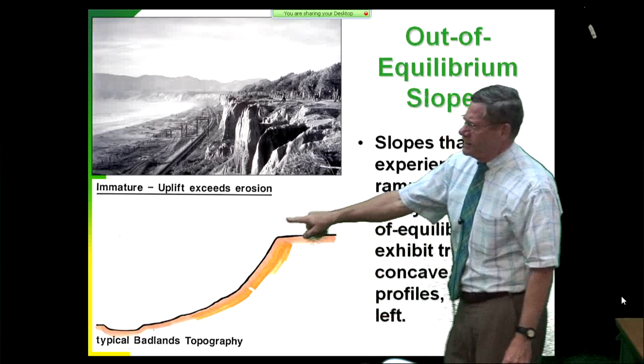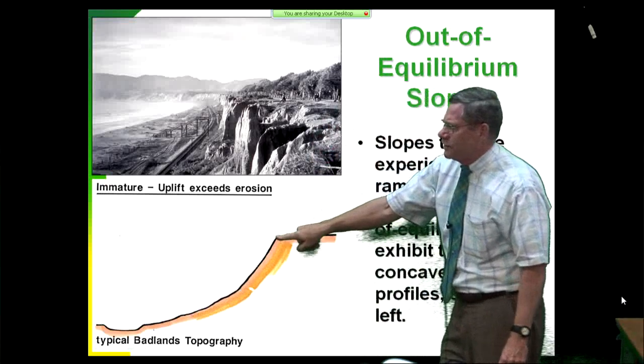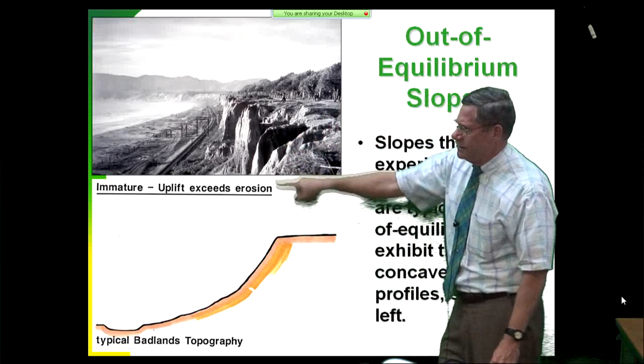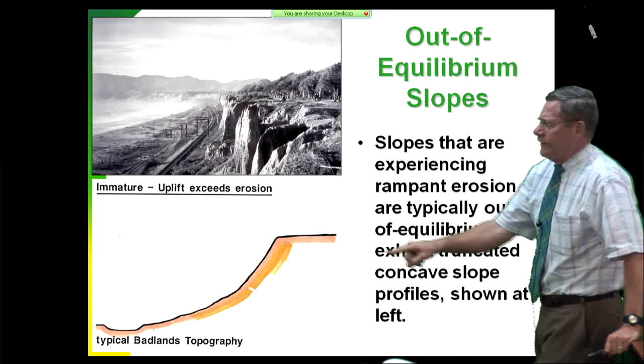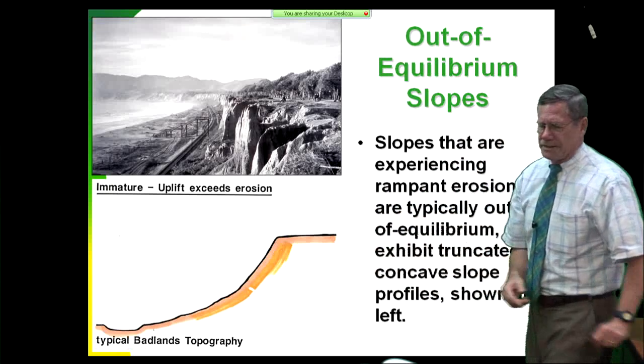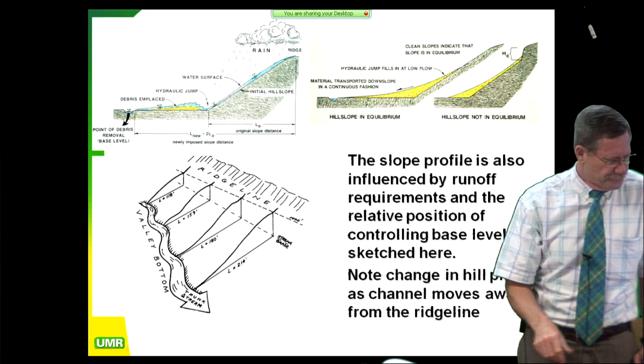So when you have a badland type topography with a very steep cliff, it comes up and it's vertical near the top, like this, that is a slope that's out of equilibrium. And that tells you that it's a slope that's experiencing slope instability problems.